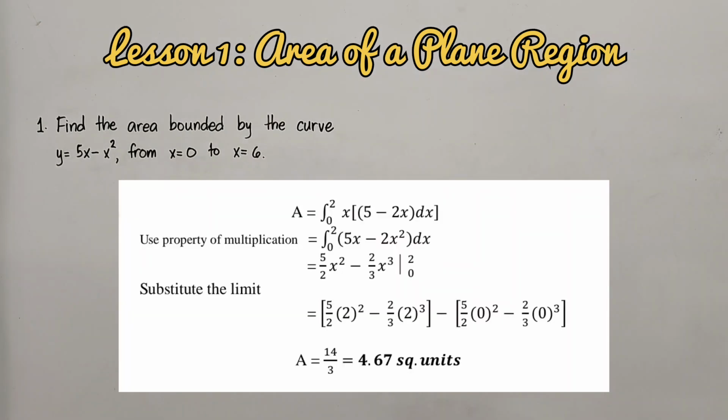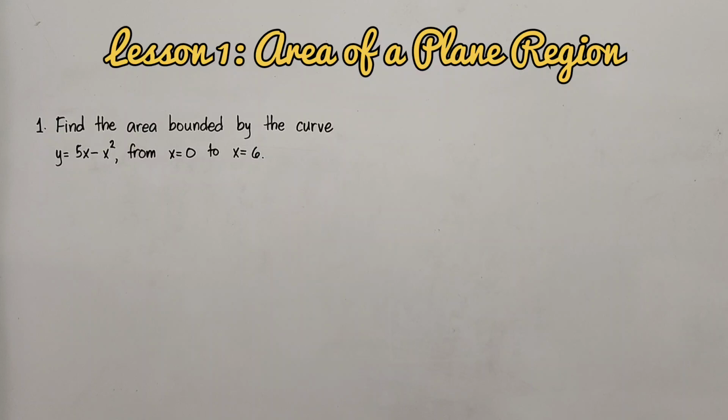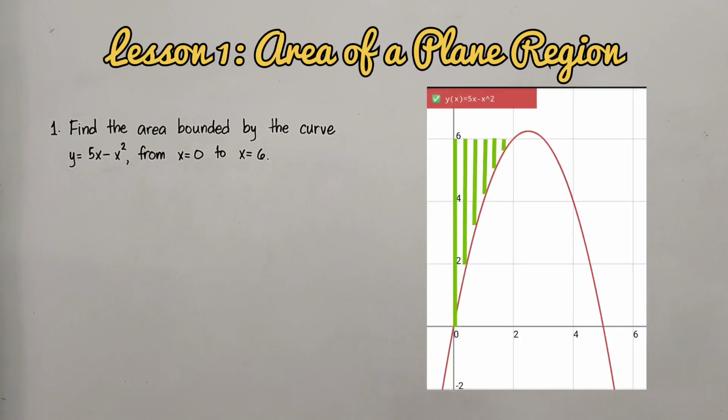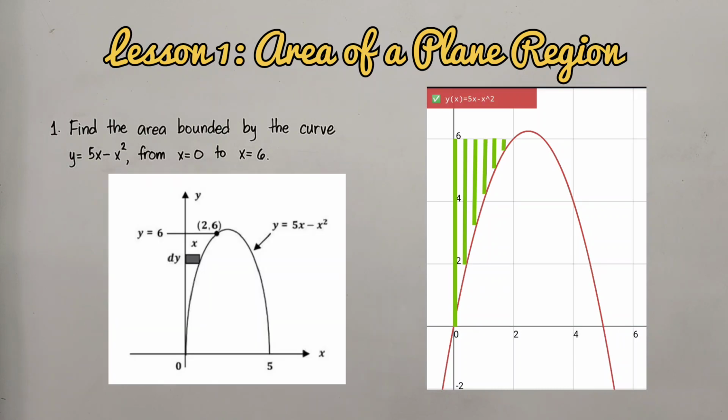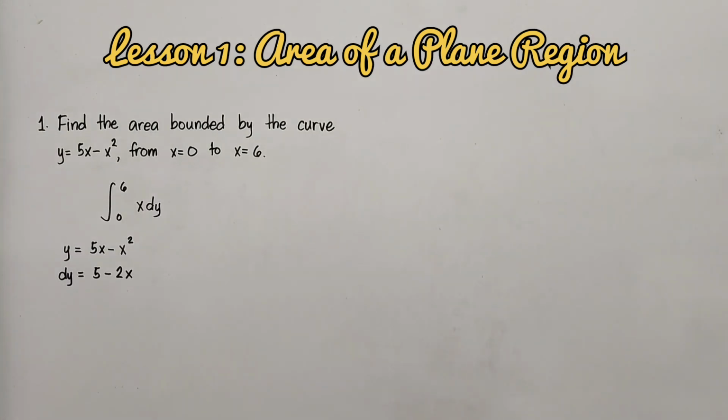But in the module, the answer of the area is 4.67 square units. Look at the graph on the right. Probably the focus of this solution is the shaded region. And take note that in the module, that shaded region is represented by x. And since the y-axis will be the basis of our computation for the definite integral, we will be computing for the dy. The integral of x dy from 0 to 6.